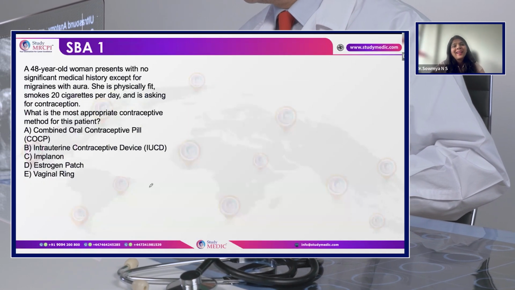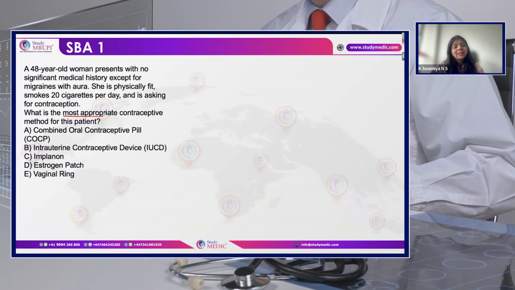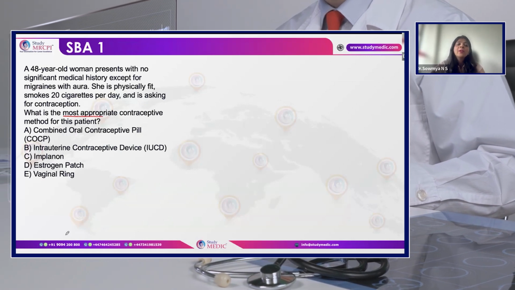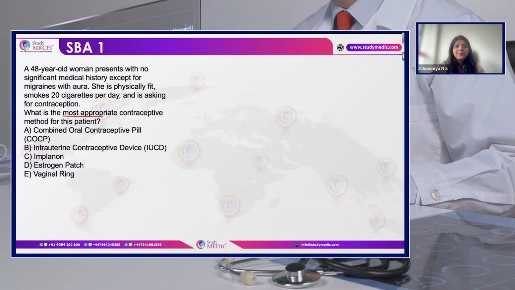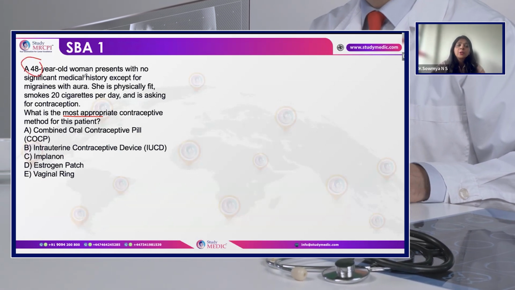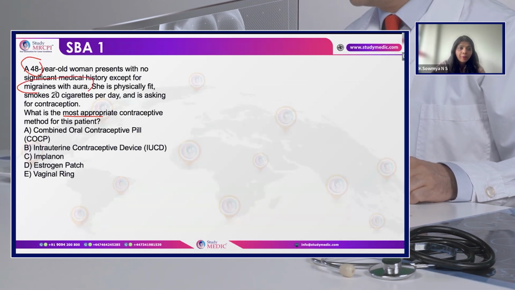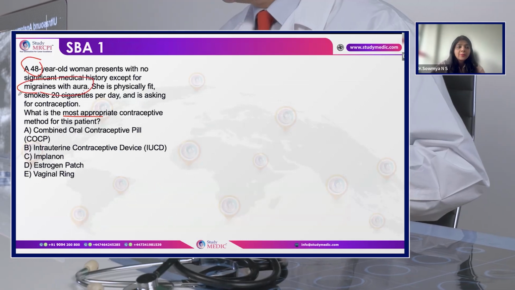Whenever you get any question, I would always say choose the last line first to read. What is the most appropriate contraceptive method for this patient? Here we are dealing with a 48-year-old woman presenting with no significant medical history except for migraines with aura. She's physically fit and a smoker.